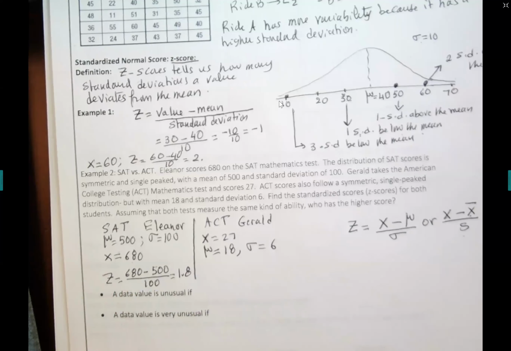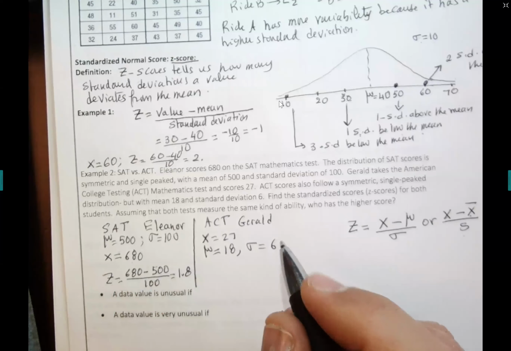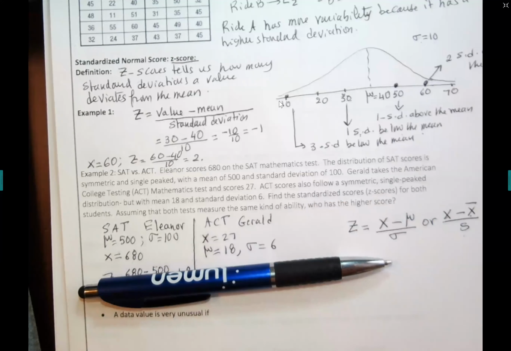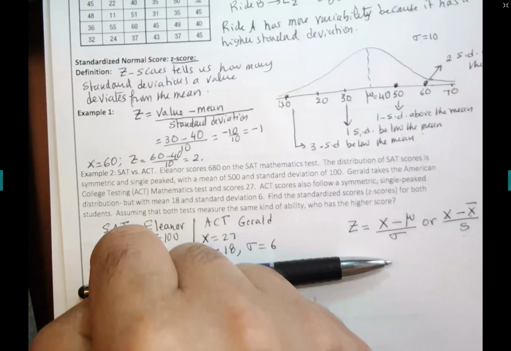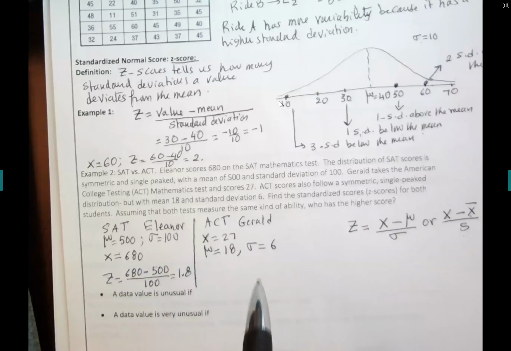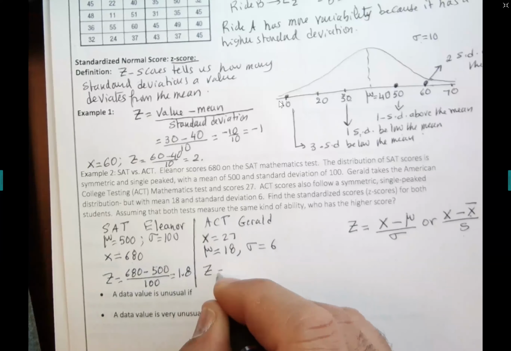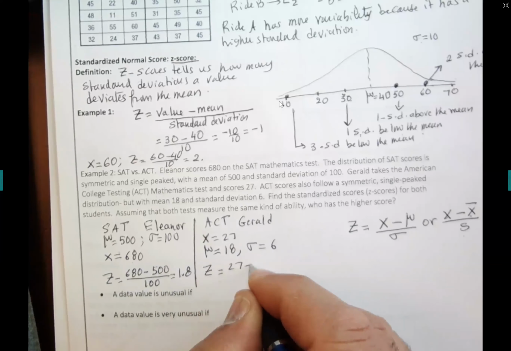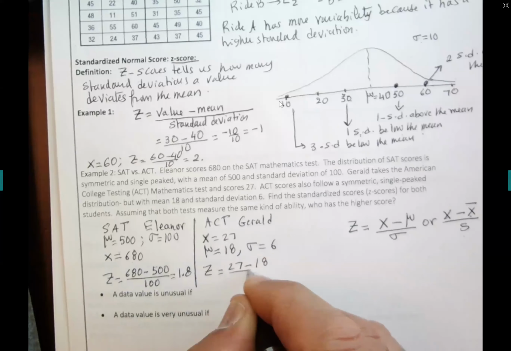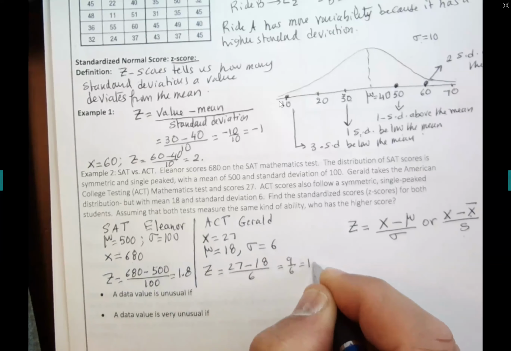Okay, let's see Gerald on the ACT. You see, before I do the z-score, I couldn't tell, guys, who did better relative to the exam. Is 680 better than 27? I don't know. There are two different ways of grading, so I couldn't tell. But with z-scores, you will be able to tell. Let's do the z-score for Gerald now. The value is 27 minus 18 divided by 6, which is 9/6, which is 1.5.